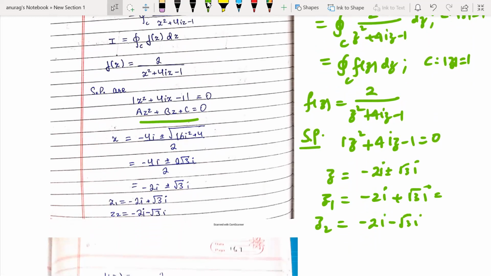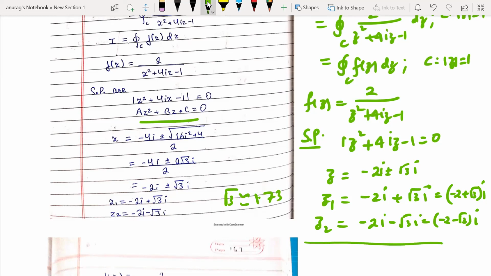If we take i common, then this is equal to minus 2 plus root 3i. And if you take i common here, minus 2 minus root 3i. And we know that root 3 is approximately 1.73. So Z1 is approximately minus 0.27i. And what about Z2? Z2 is approximately minus 3.73i.